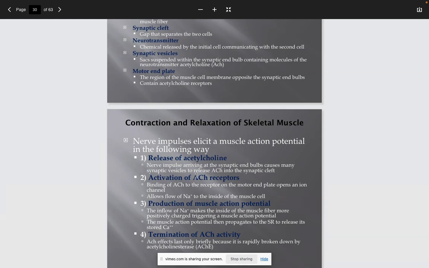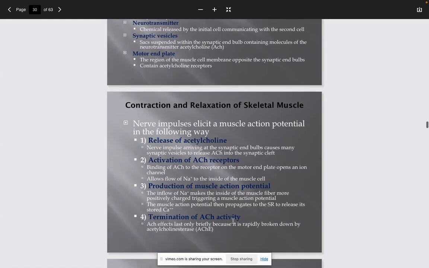Acetylcholine has to bind to the acetylcholine receptor, and after this it produces a muscle action potential. There's going to be the inflow of ions. Sodium is going to move inside the muscle fiber and make it more positively charged, which is then going to cause depolarization and allow the action potential to travel down the axon. And I want you also to know the termination of acetylcholine activity. This occurs through the enzyme acetylcholinesterase. Acetylcholinesterase terminates the activity of acetylcholine and breaks it down.